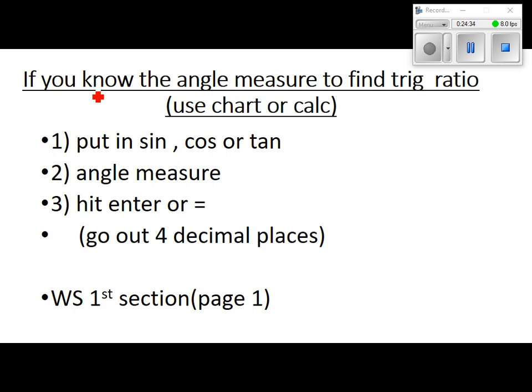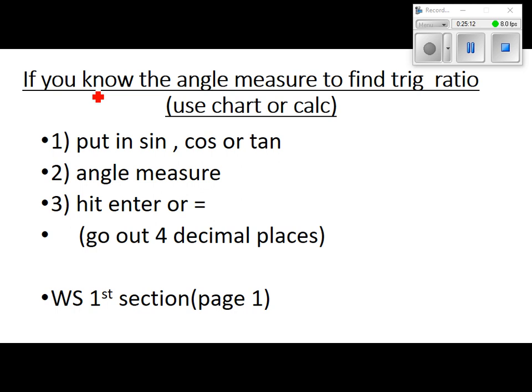Now grab your calculator, and on your calculator, hit cosine 15, and what's it say? 0.9659258263. Same thing, just more numbers, right? We want to go out 4 places, so it's the same thing. If you know the angle measure, so if you know the angle's 15 degrees and you want to find the trig ratio, you can either use the chart or the calculator. These are the steps you're going to use. You're going to hit sine on your calculator, put in the angle measure, hit equals.